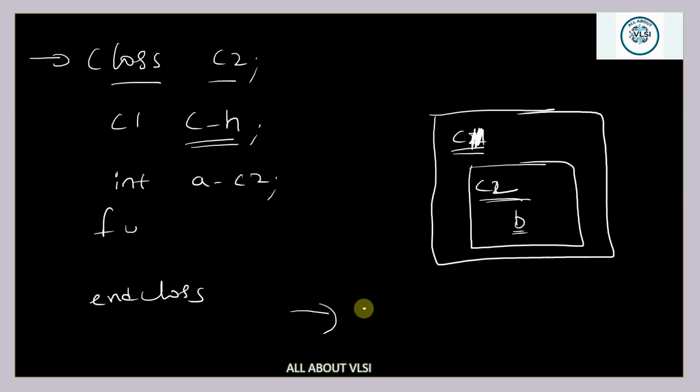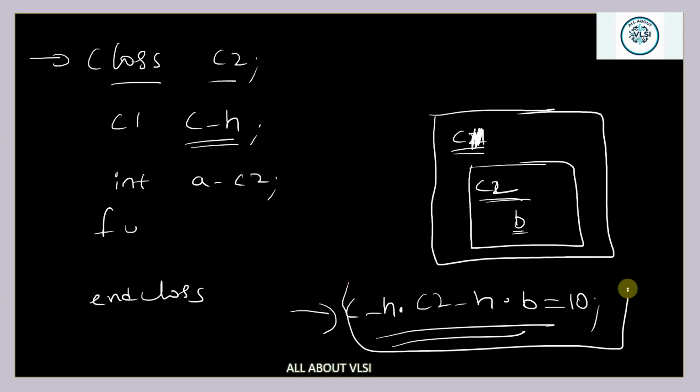So, using my C1 class handle, that is C underscore H dot, what is the C2 class handle? C2 underscore H dot B, you can access it like this. If any subclass handle is present, you need to access it using the top class handle dot the subclass handle dot the property.